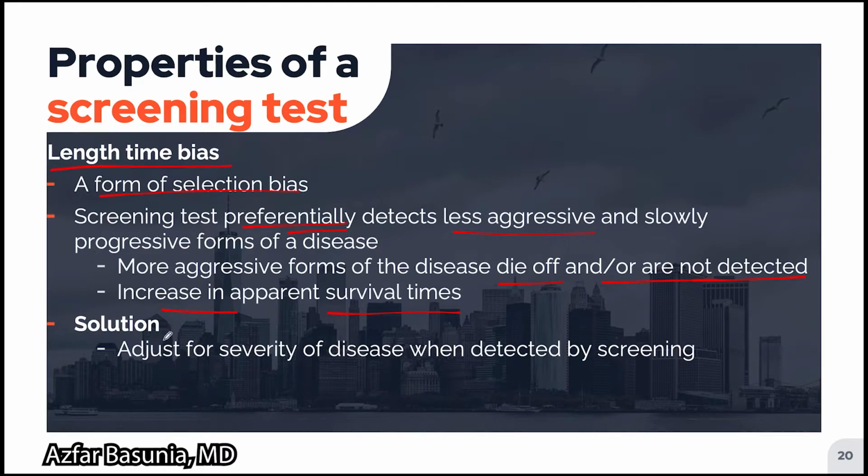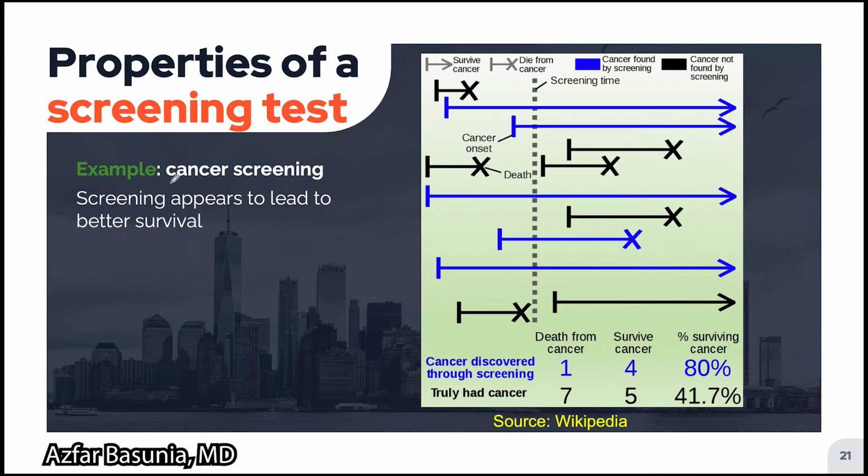A solution to this, like lead time bias, is to adjust for the severity of the disease when detected by screening. For example, with adult cancer, noting the stage of the disease at the time of detection by screening. Here is the example of length time bias seen with cancer screening.